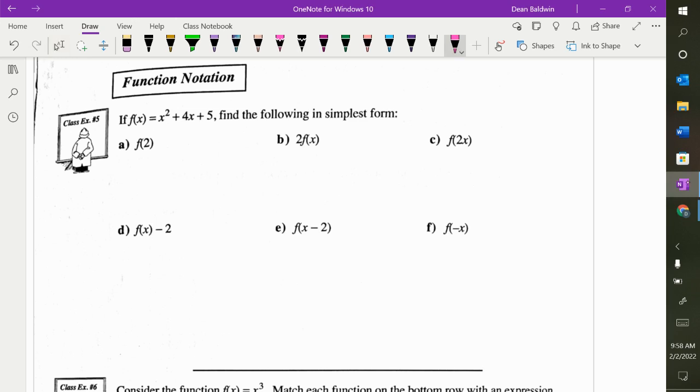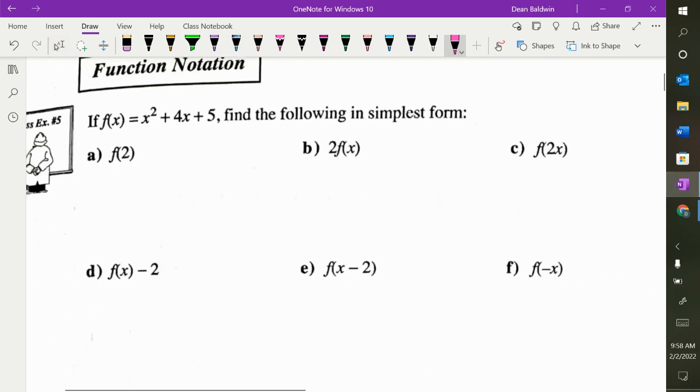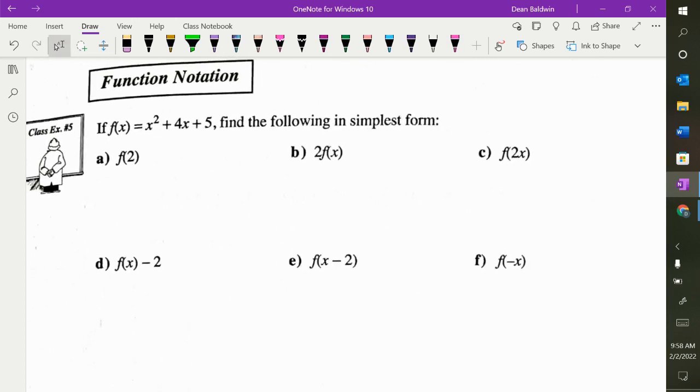If you're given a function, f of x is equal to x squared plus 4x plus 5, and I say f of 2, where does the 2 go into the function? Where the x's are. Whatever's in the brackets, this 2, dumps into every single x. If there's multiple x's, you put it into every x. So we get 2 squared plus 4 times 2 plus 5.